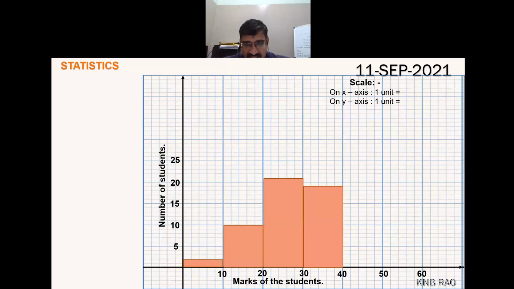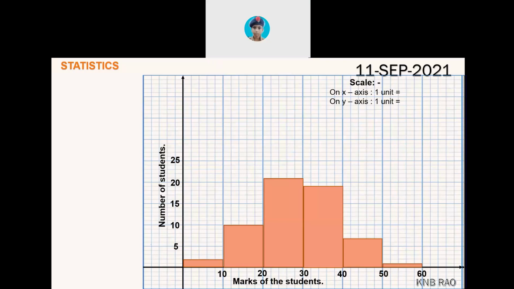Understood? What is the difference between bar graph and histogram? Bar graphs have gaps: there will be a gap between two bars. But in a histogram, there will be no gap. Exactly. Bar graph is drawn for raw data. Histogram is drawn for grouped data. In bar graph, there will be a gap between the bars. In histogram, no gap will be there.